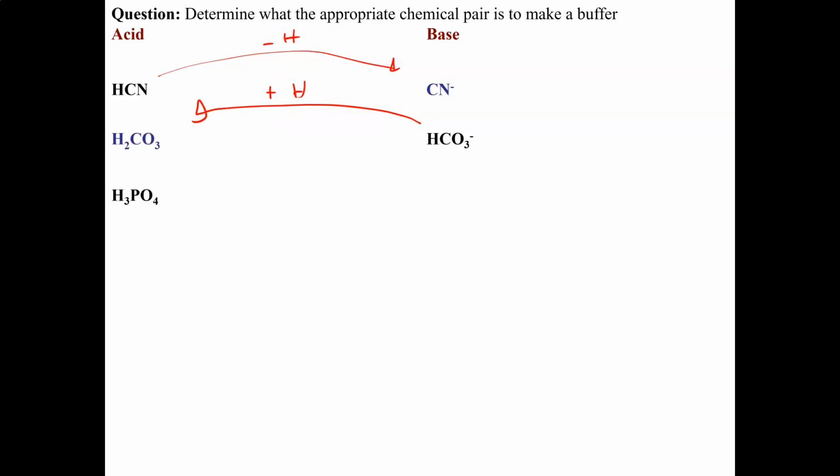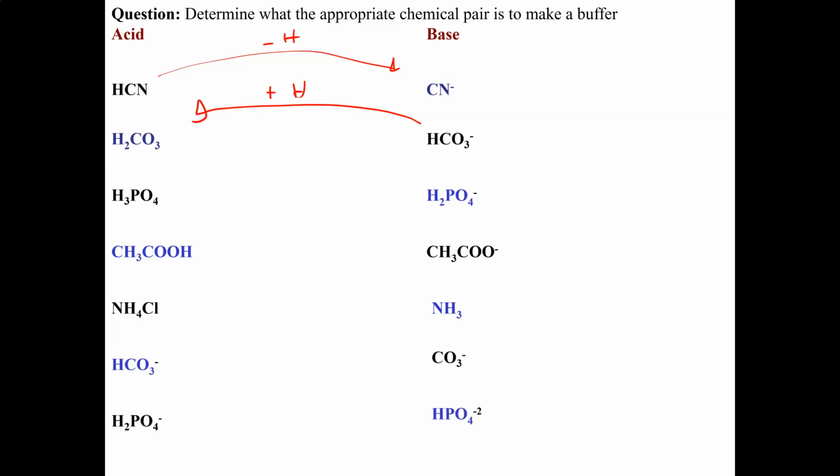Well, H3PO4 will be the best conjugate base for it, H2PO4 minus. What about for this one? If that's the base, what's the best conjugate acid to make the buffer? Add an H. So you can see the buffer is really composed of a weak acid and its conjugate, or a weak base and its conjugate. What about for this one? Just get rid of the chloride because you don't need it. CO3 minus, add an H, HCO3 minus. H2PO4, subtract an H, HPO4 2 minus.